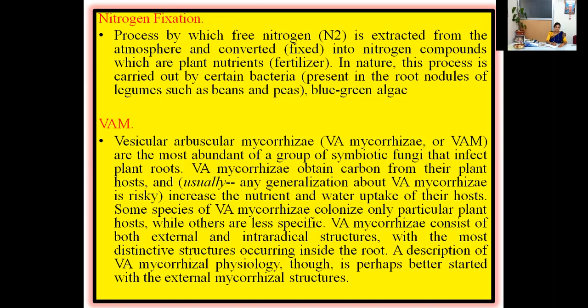VAM consists of both external and intraradical structures, with the most distinctive structures occurring inside the root. A description of VAM physiology is perhaps better started with the external mycorrhizal structures.